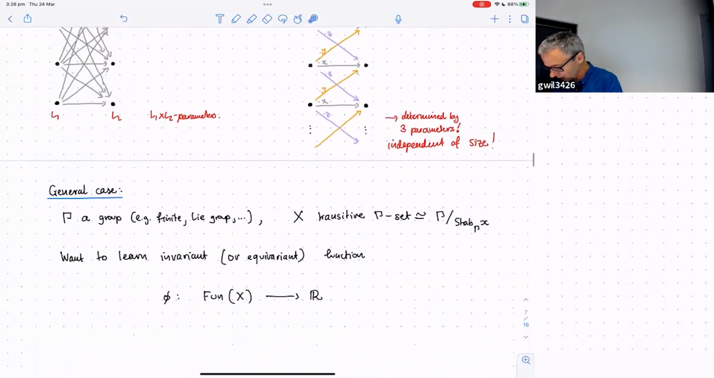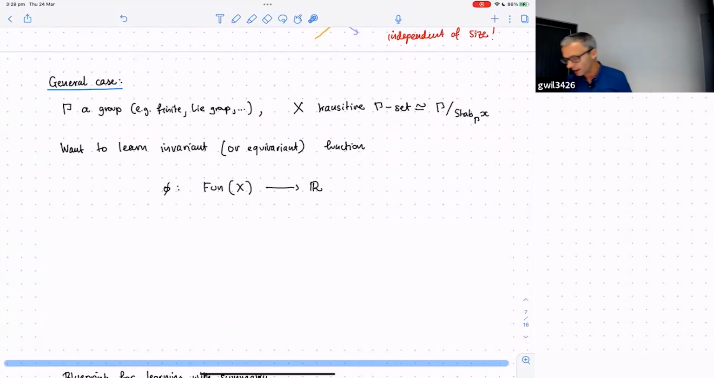Okay. So now I want to explain a blueprint for learning on a general homogeneous space for a group. We have our group, and I'm typically thinking about a finite group or a Lie group like SO3. So gamma was Z mod H Z squared before. And X is a transitive gamma set. This just means that gamma acts transitively on X, but in the category of differential manifolds, this would mean a manifold with a smooth action of my Lie group. And in any situation in which this makes sense, X is the same thing as gamma mod a single stabilizer. And what we want to do is learn an invariant.